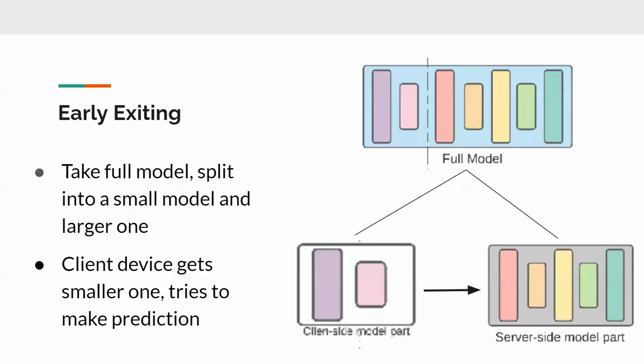So early exiting is pretty similar to that, where the client model is, again, a portion of the full model, and so is the server-side model. And the client model will execute some sort of input, but after the client model finishes executing, it will then make a dynamic decision on whether or not to offload to the server to finish the rest of the model.